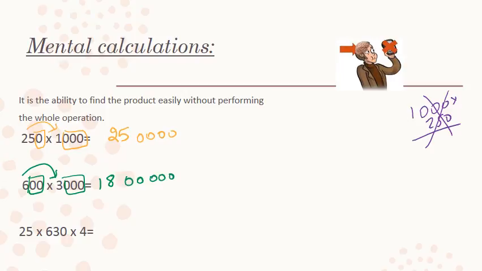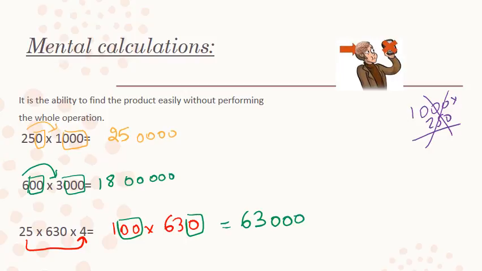Okay, but if you look at the third one, you don't have a multiple of 10. What do I do? It's easy. You have to look for the two numbers that, if you multiply them, you get a multiple of 10. You know that 25 times 4 is 100. So 100 times 630, and then you follow the steps that you know. You put the zeros in the box. 1 times 63 is 63, and then you put 3 zeros. Okay?